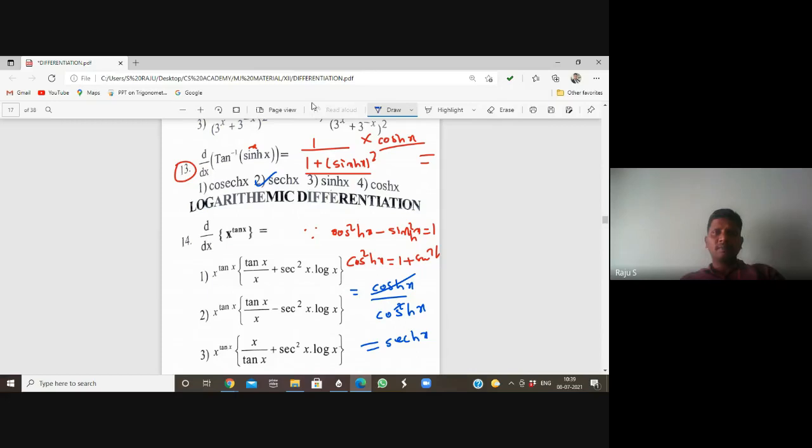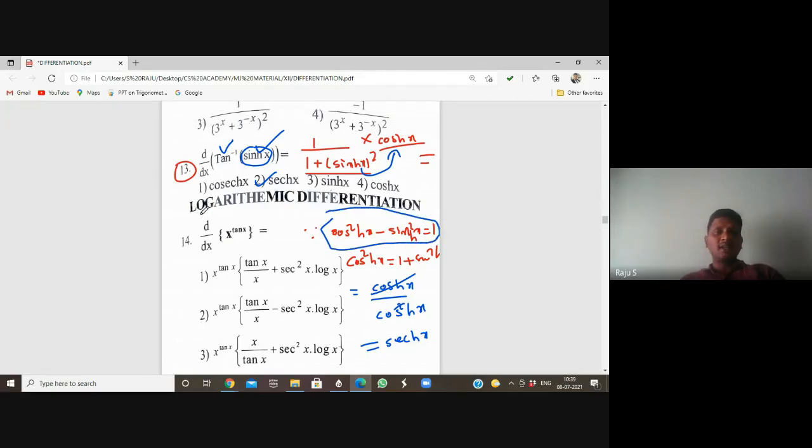So once again, it is directly in standard form. Tan inverse x is there, and the derivative of tan inverse x is 1 by 1 plus x square. With the help of the chain rule, first differentiate tan inverse, next differentiate sin hx. 1 by 1 plus (sin hx) whole square into the derivative of sin hx, which is cos hx. In trigonometry, cos square plus sin square is 1. But in hyperbolic, cos square hx minus sin square hx is 1.